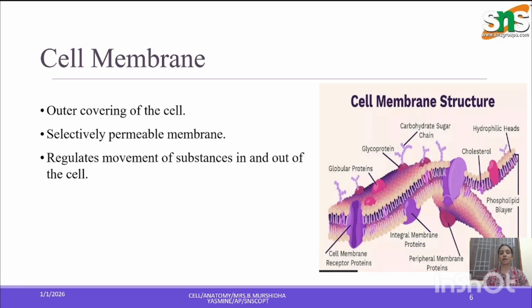What is the cell membrane? It is the outer covering of the cell. It is a selectively permeable membrane, which means it selectively allows some substances to pass through and does not allow most of the substances to pass through. It regulates the movement of substances in and out of the cell. So this is the cell membrane structure.